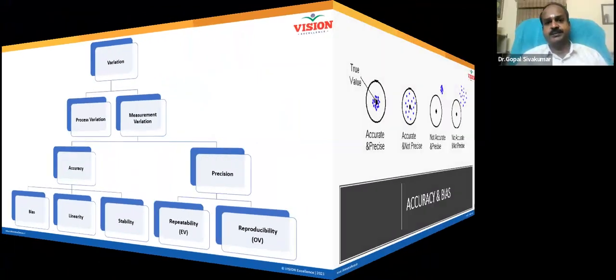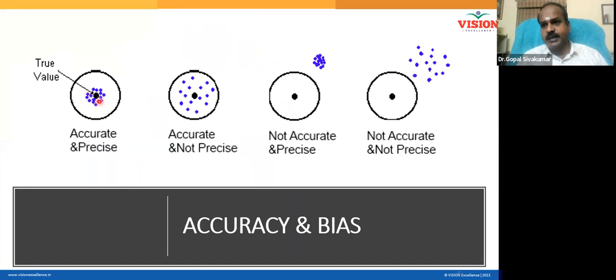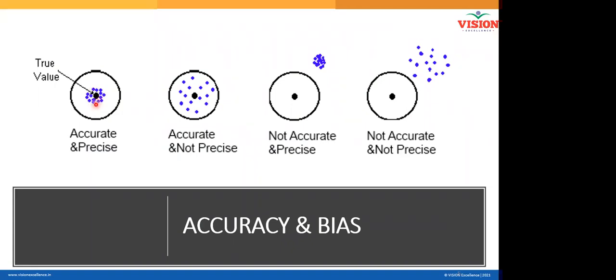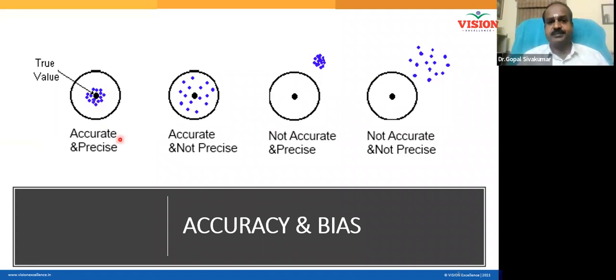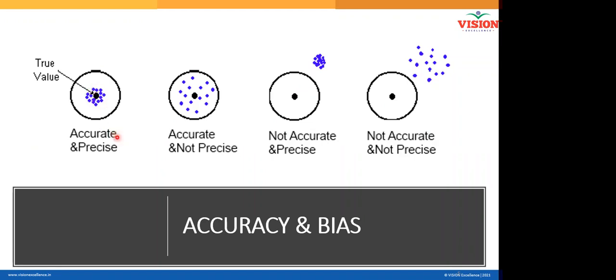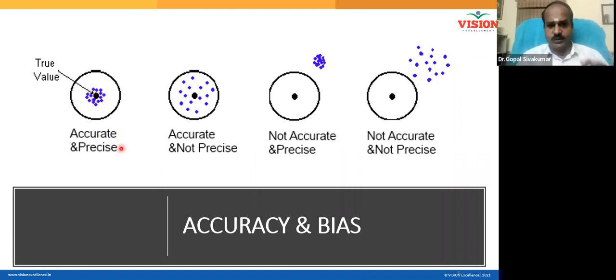First situation. This is the true value. The purple color dots are the measured values. The measured values are close to the true value. Yes or no? Yes. So your readings are accurate. All the purple color dots, are they close to each other? Yes. So your readings are not only accurate, they are also precise.